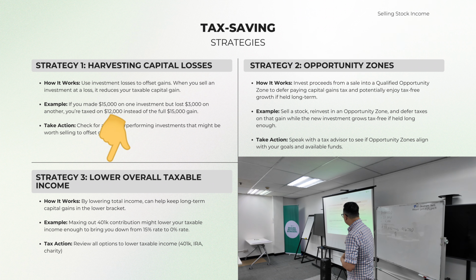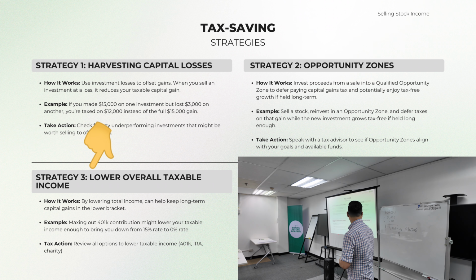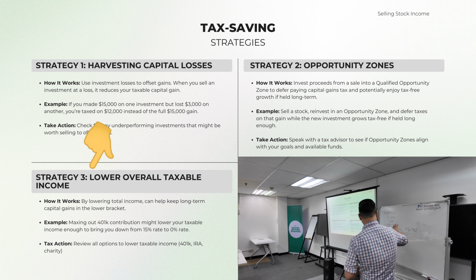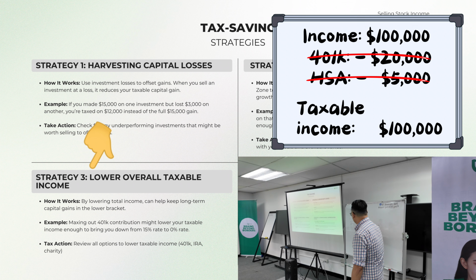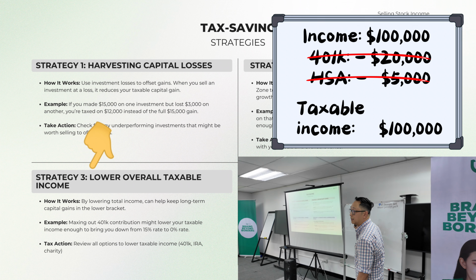The other one is we want to lower overall taxable income. In this case, if Taylor didn't do the 401k contribution and the HSA deduction, his total taxable income would be $100,000, meaning he doesn't get to utilize that 0%. So we figure out what we can do to lower his income to get into this range, because this is over $20,000 of stock gain he could sell at 0%.